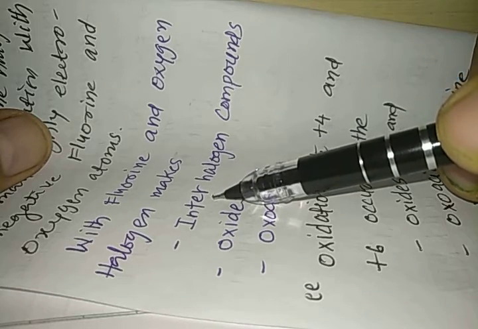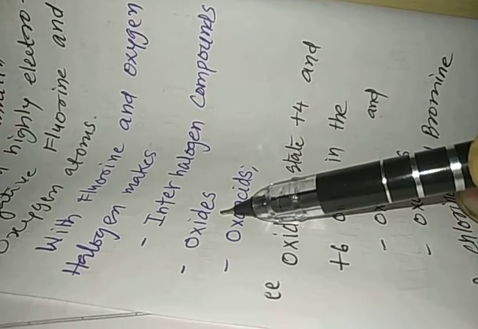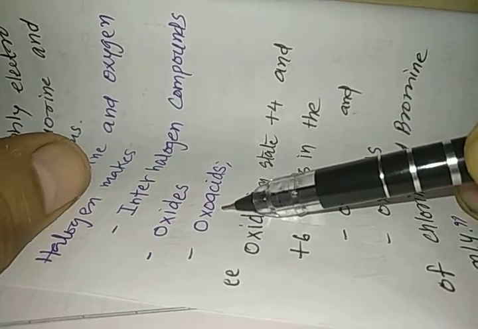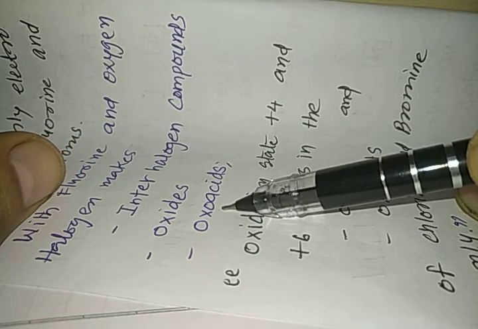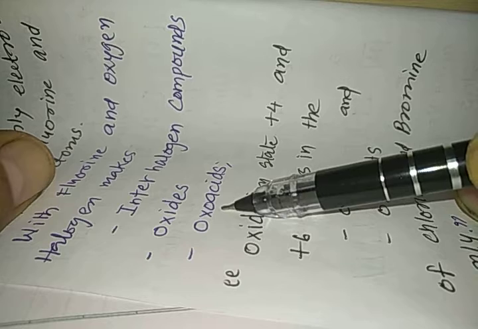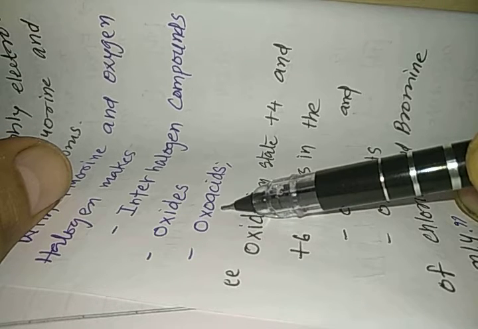Interhalogen compounds are the compounds of a halogen with another halogen, and oxides means the kind of compound where halogen is in a positive oxidation state and oxygen is in -2 oxidation state, and oxoacids are the acids where halogen bonds with OH, where it is directly bonded to O but not directly bonded to H, and these kinds of acids also produce H+ ions. We have studied the oxoacids of sulfur, so you are aware of it.